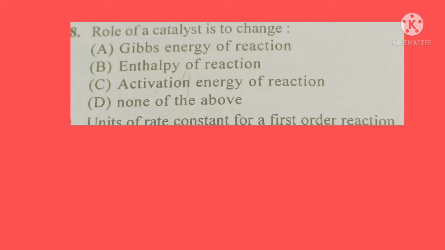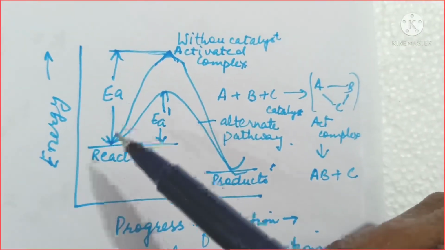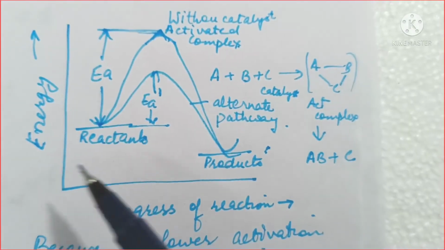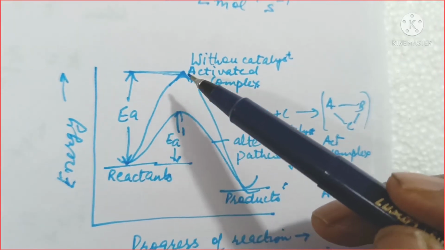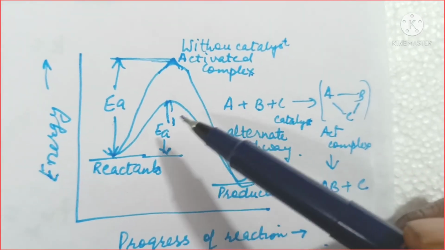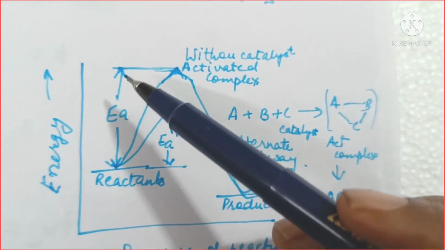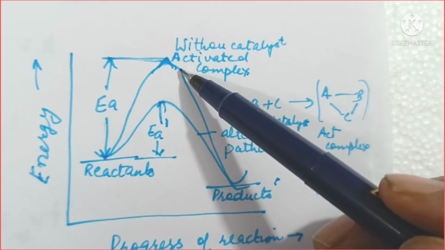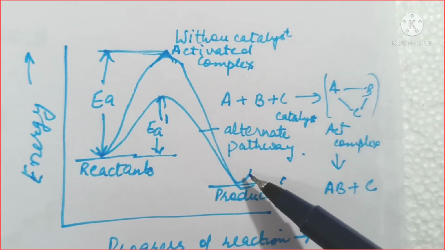Role of catalyst is to change. कैटलिस्ट का रोल समझने के लिए इस ग्राफ को देखते हैं, विच इज़ बिटवीन एनर्जी एंड प्रोग्रेस ऑफ अ रिएक्शन. तो दिस इज़ द पाथवे फॉर अ रिएक्शन विच इज़ अनकैटलाइज्ड. बिना कैटलिस्ट के प्रेजेंस में रिएक्टेंट्स इतनी एनर्जी, एक्टिवेशन एनर्जी लेकर एक्टिवेटेड कॉम्प्लेक्स बनाते हैं और एक्टिवेटेड कॉम्प्लेक्स जो है प्रोडक्ट्स में कन्वर्ट होता है.